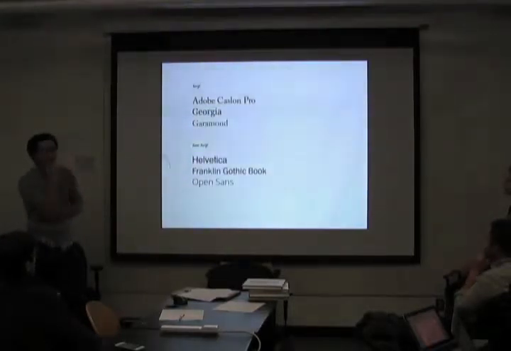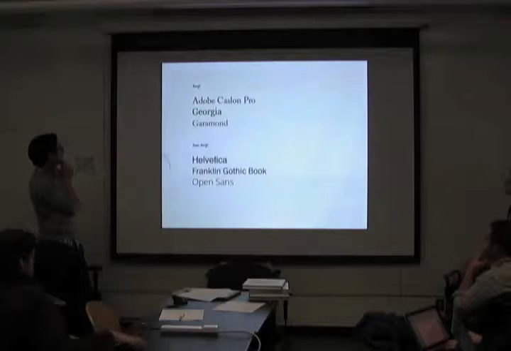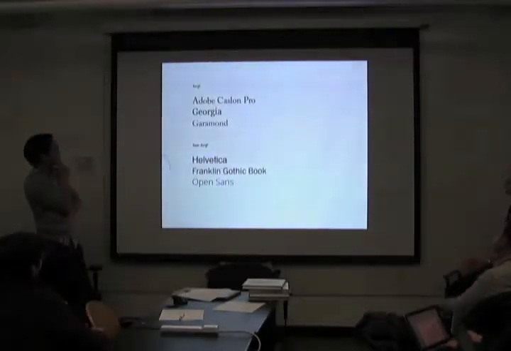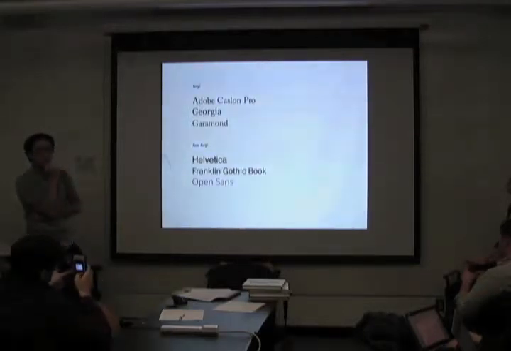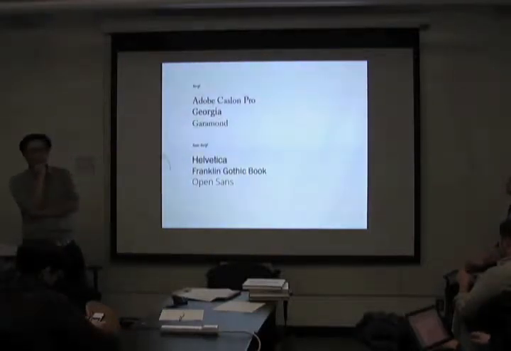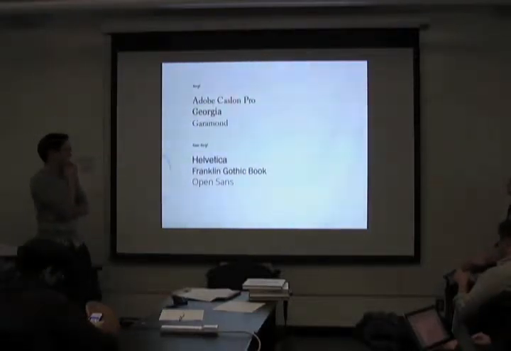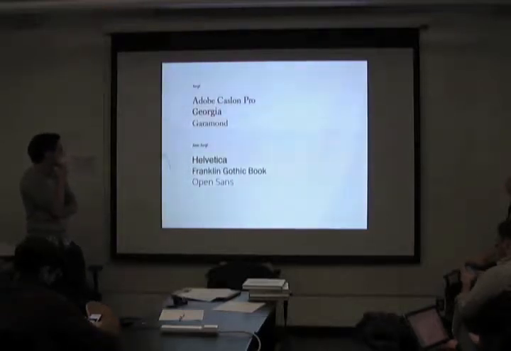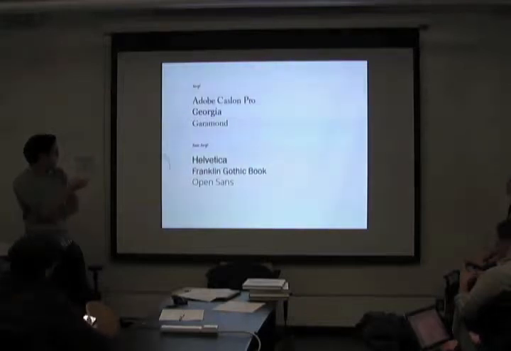Here are a few fonts that we chose. These are pretty standard fonts on most Adobe programs. Caslon Pro is actually the one we used for this presentation. Georgia and Garamond are both 2 good serif fonts. They're also standard web fonts, so you'll see them a lot. Helvetica, very, very commonly used. Franklin Gothic Book, Open Sans. Open Sans is a Google font, so free to download.